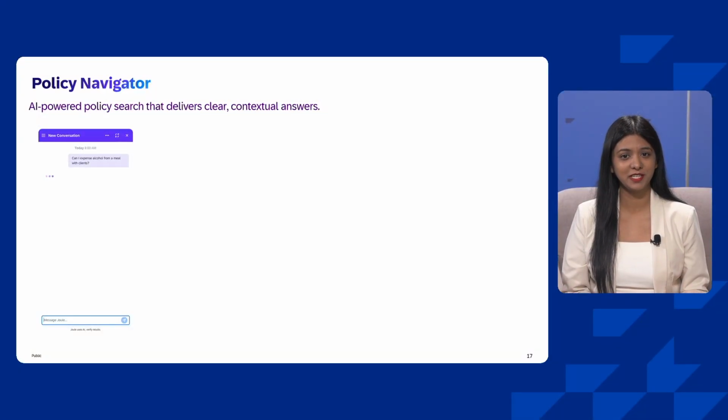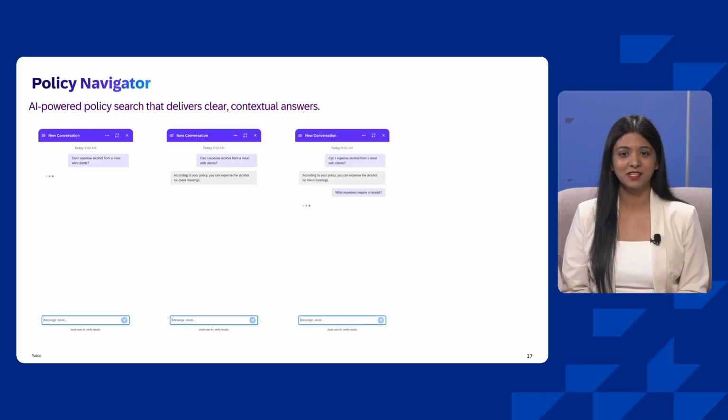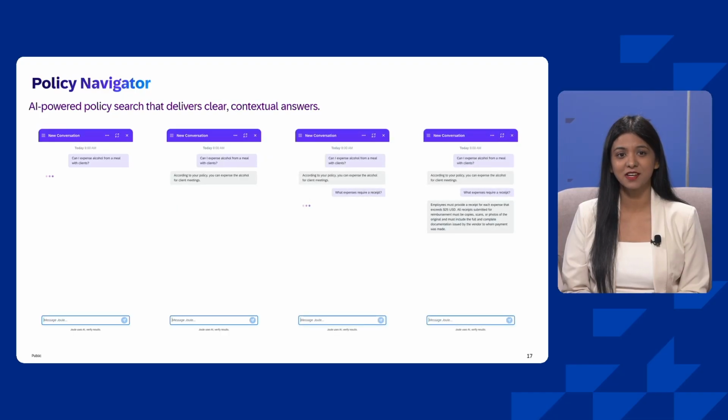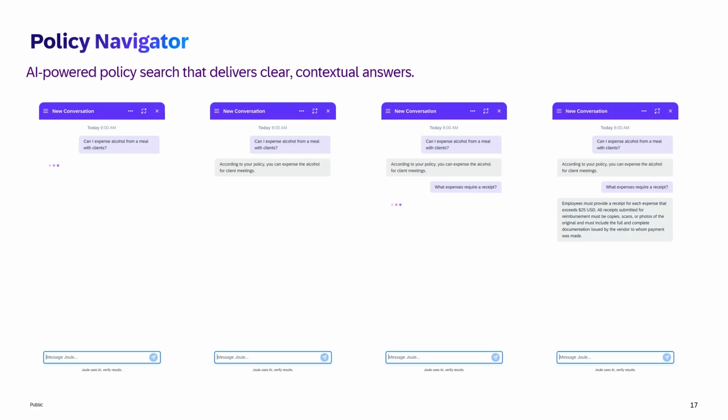Instead of searching through PDFs, instead of calling support, instead of taking a guess and fixing later, travelers can simply ask, can I expense alcohol with a client? What expenses require a receipt? Is baggage reimbursable? And Joule responds instantly with clear, contextual answers grounded in your company's policy. This is not generic guidance, and it's not AI improvisation. It's clear answers grounded in your company's specific policy.